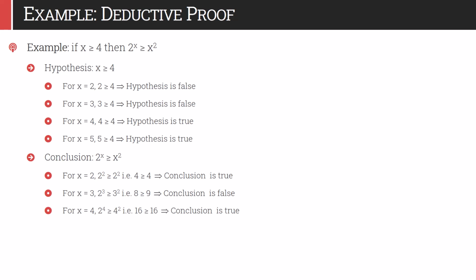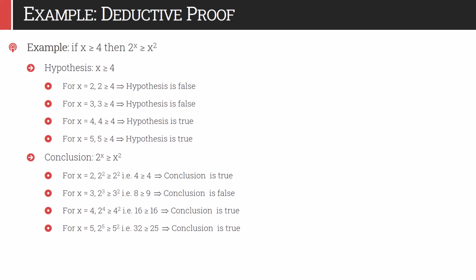For x equal to 4, 2 power 4 is greater than or equal to 4 squared, that is true. For x equal to 5, 2 power 5 is greater than or equal to 5 squared, that is true. Okay, so see that for 4 and 5 it is true. But we have not tested it for all the values of x.